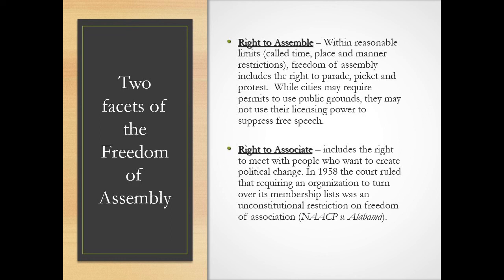And so you can't say the KKK can't march. What you can say is, because you're marching, you're going to need special protection. You're going to need the police out there in droves.